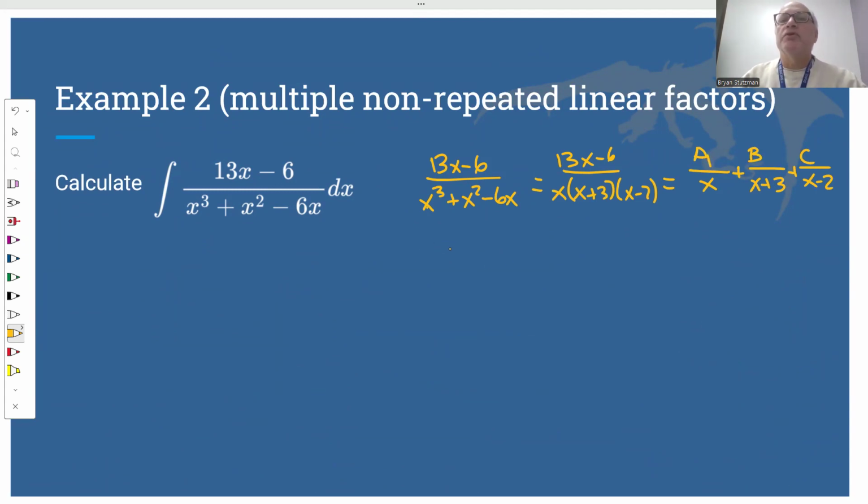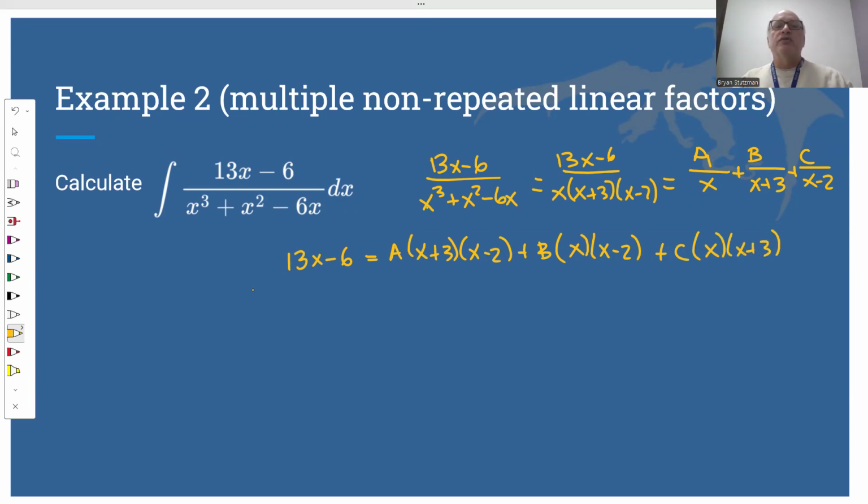All right, multiply both sides by the denominator, and the left side is 13x minus 6. The right side, after I distribute, the x's cancel out. I'm left with a times the other factors, which is x plus 3 times x minus 2, plus b. The x plus 3's cancel out. I'm left with x times x minus 2. And the last one, c times the other factors, which are x and x plus 3.